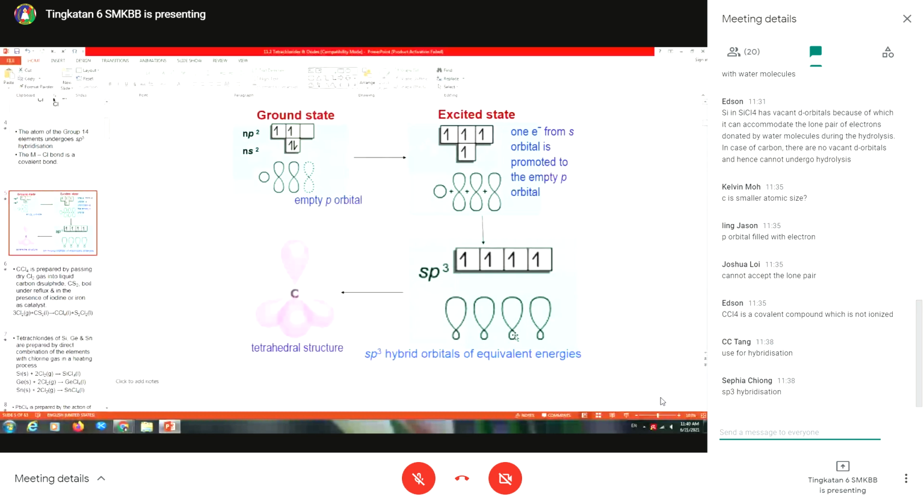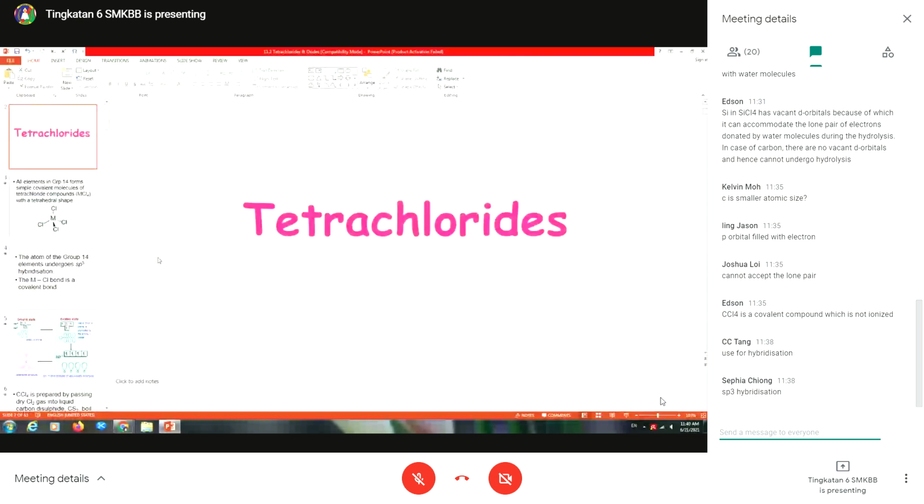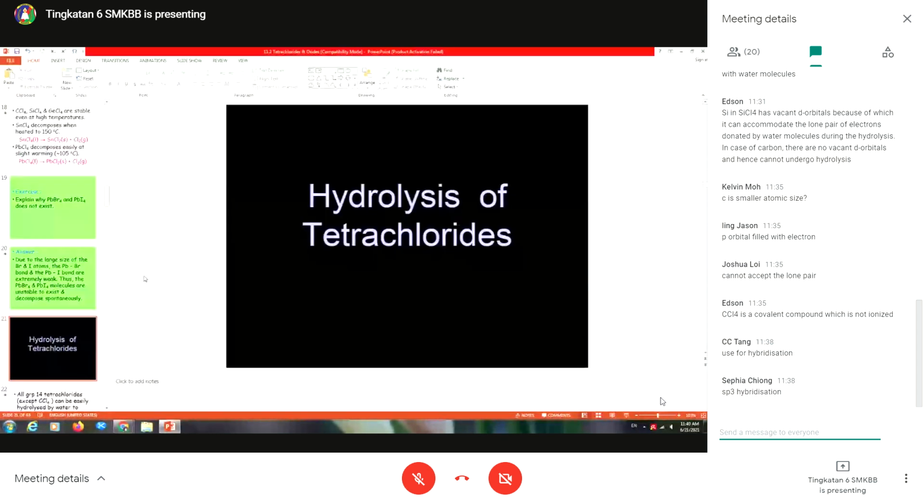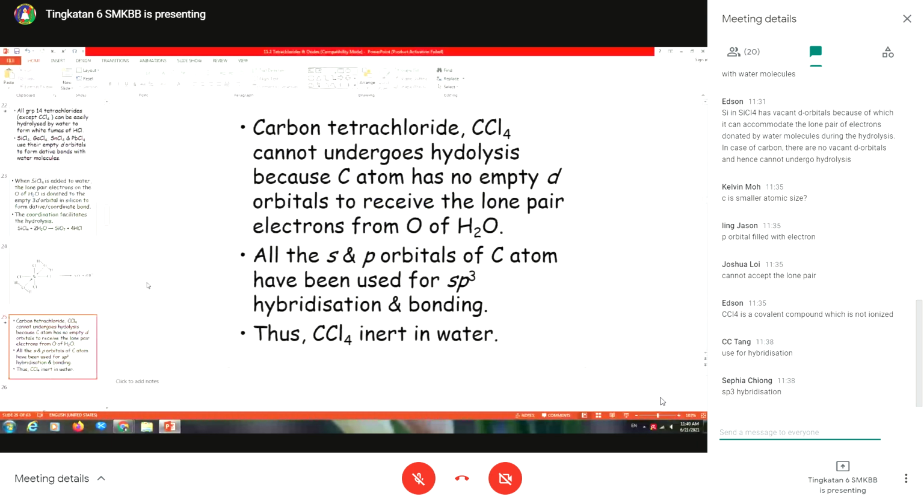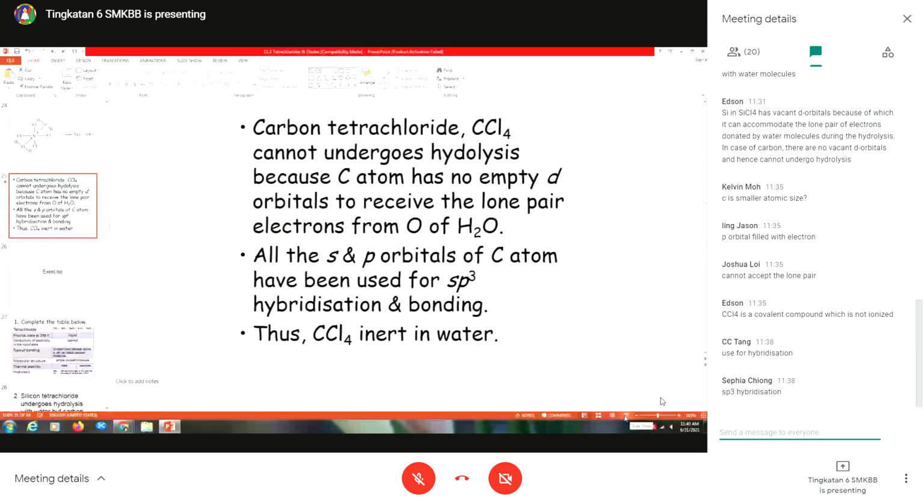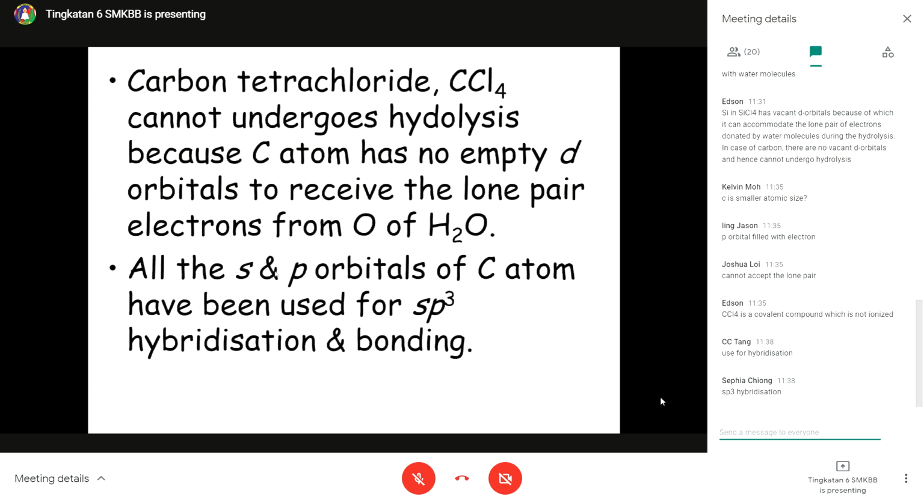Get that? So for that question, you need to answer until sp3 orbitals. Okay? The answer here, the hydrolysis just now. The answer is here: no empty d orbitals, also no empty p orbitals, because they have been used for sp3 hybridization, and of course already involved in bonding. No more empty ones. Oxygen has 2 electrons, so it needs an empty orbital to share.